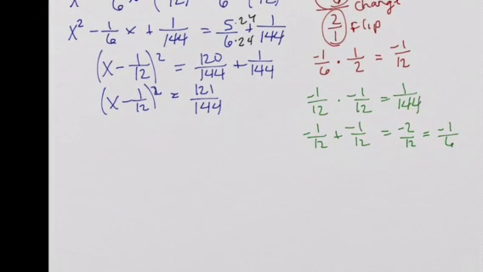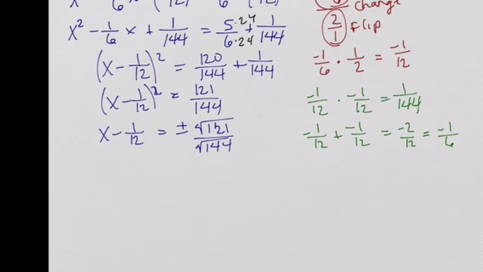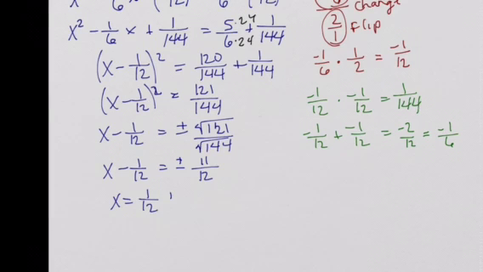Take the square root of both sides. Solving using the square root property, we get plus or minus the square root of 121 over the square root of 144. The square root of 121 is 11. The square root of 144 is 12. Now we add 1/12 to both sides, so we get x equals 1/12 plus or minus 11/12.